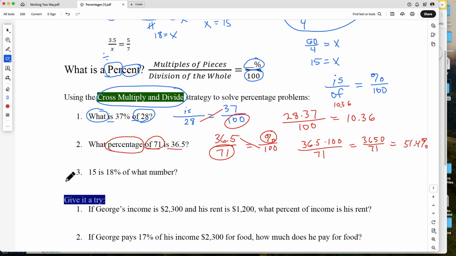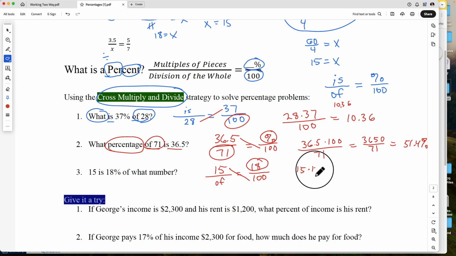Last one. There's really only three things I can do, because remember, there's three numbers. They will always give us two, and we find the third one. So this is: 15 is 18% of what number? Now we don't know the of, right? We do know the is, 15. The of we don't know. That's our variable, our x. We do know the percentage, that's 18. The percentage is always over 100. So that's the key part, you always have that 100. And then we cross multiply and divide. The diagonals we multiply, the odd one out we divide.